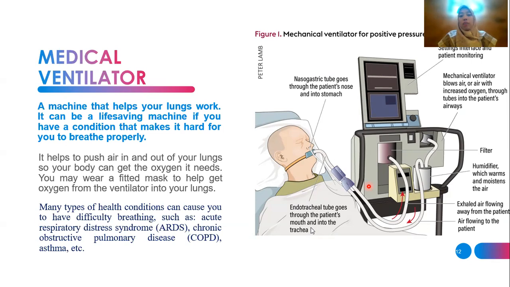You may wear a fitted mask to help get oxygen from the ventilator into your lungs. A ventilator helps, and if your condition is more serious, a breathing tube may be inserted down your throat to supply your lungs with oxygen. Ventilators are most often used in hospital settings. A doctor or respiratory therapist will control how much oxygen is pushed into your lungs by the ventilator.